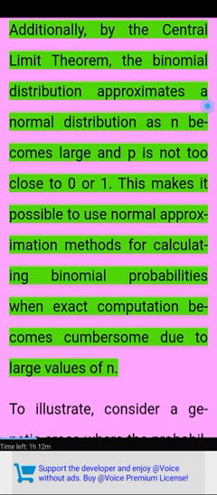Additionally, by the central limit theorem, the binomial distribution approximates a normal distribution as n becomes large and p is not too close to 0 or 1. This makes it possible to use normal approximation methods for calculating binomial probabilities when exact computation becomes cumbersome due to large values of n.